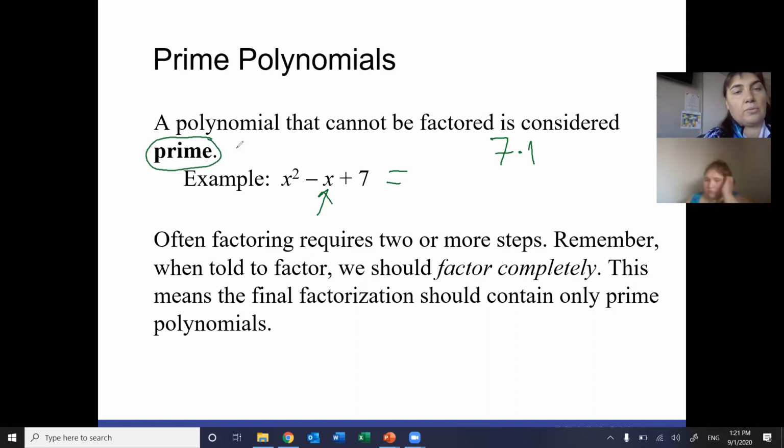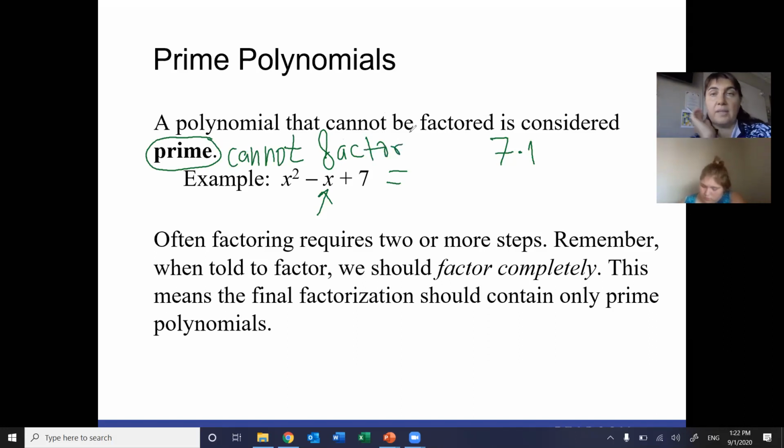They cannot be factored. These are not very often, these are rare occurrences. So don't write prime on the test every time you cannot factor it, because in probably 90% of the cases you can factor it on the test. So it's rare, maybe even 95%. Okay.